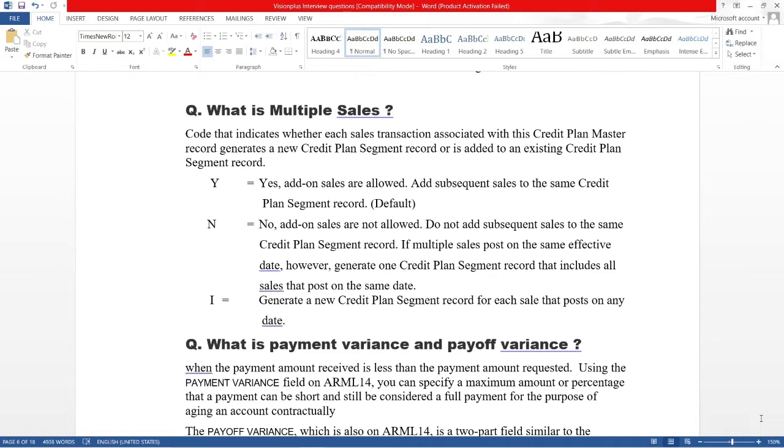The first question in a Vision Plus interview is, whenever you apply for any interview or position, they ask what work you have done, what kind of testing, what modules you have worked on, and what functionality you have worked on. This is always the first question.